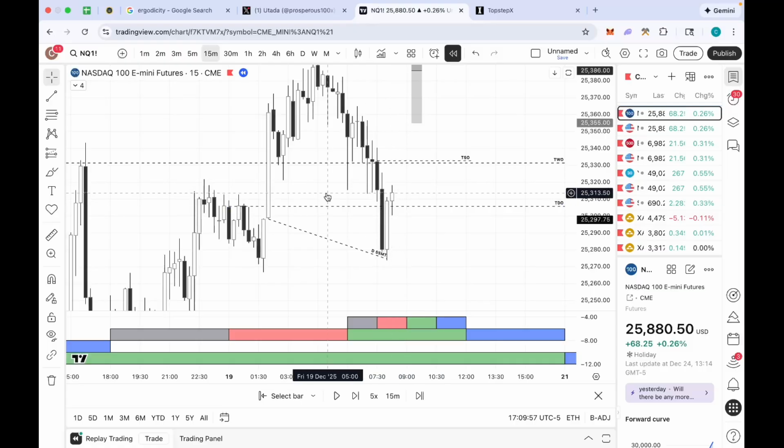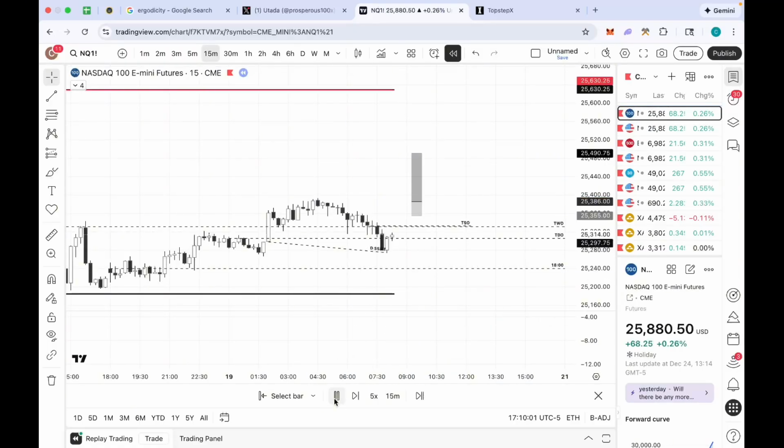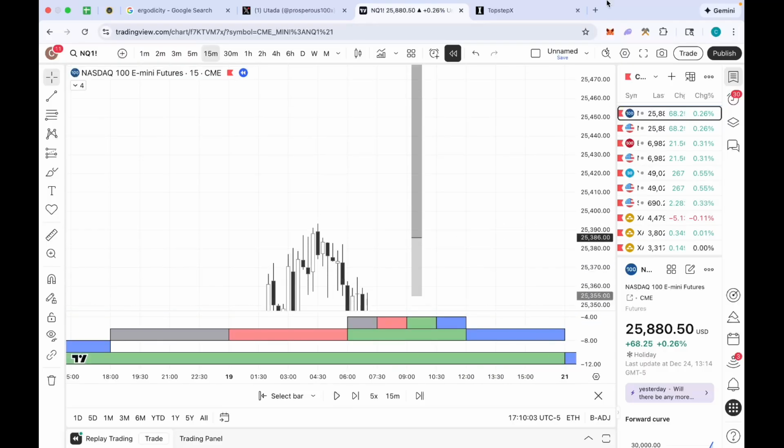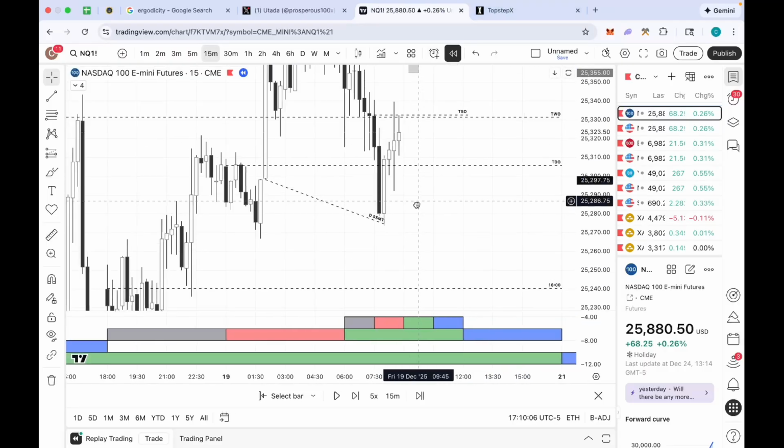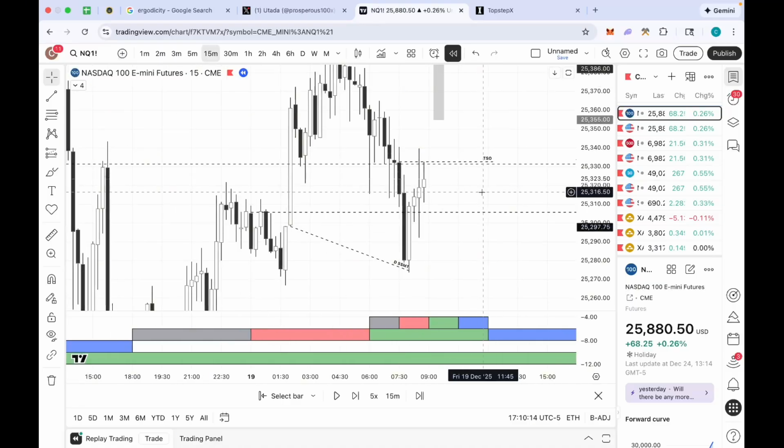So as you can see here, if we just play price really quickly, right here, boom, 8:15, 8:30, broke above it, 8:45, we're still respecting it.